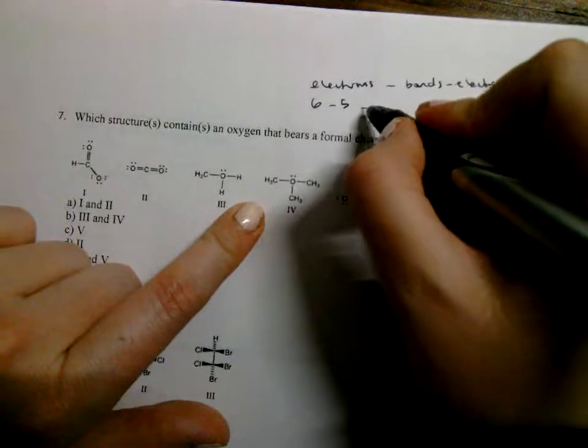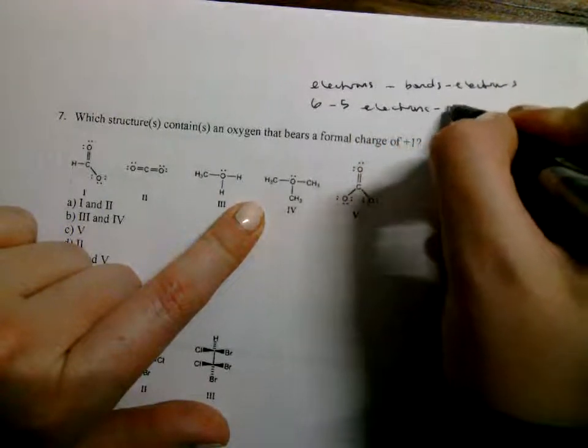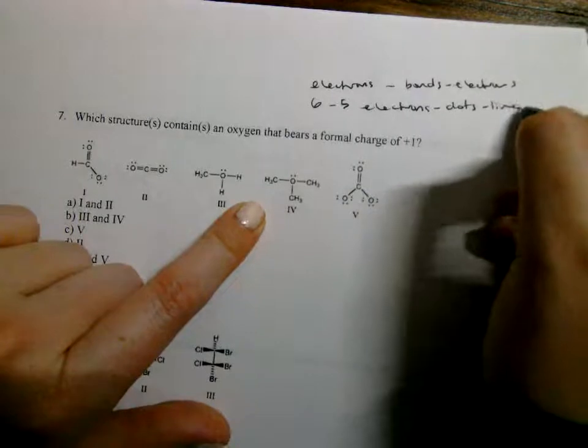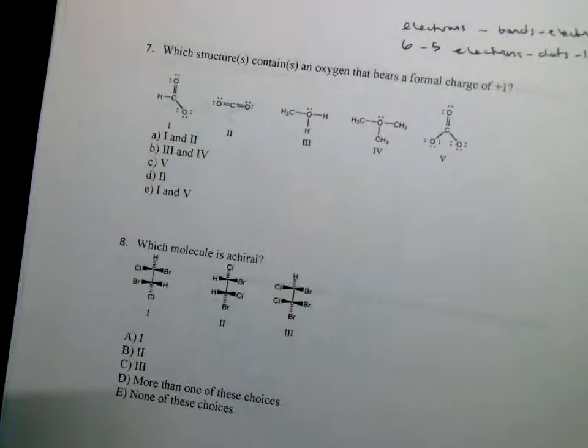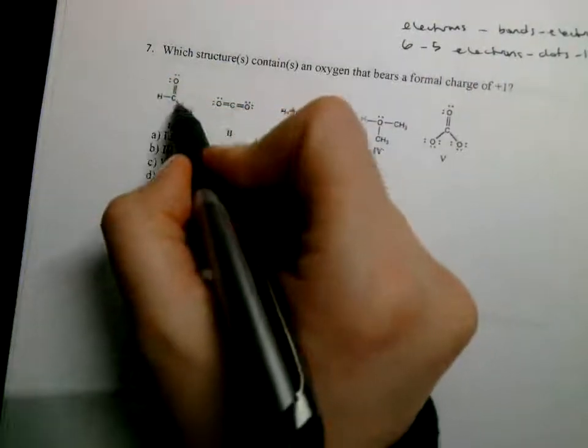So some of my students say electrons minus dots minus lines. I don't feel great about you thinking of bonds in terms of dots and lines, but if that helps you get to the right answer, whatever works for you. So let's go through each of these.